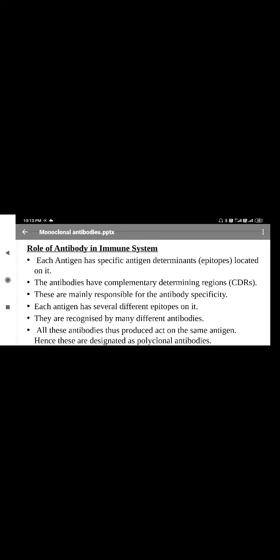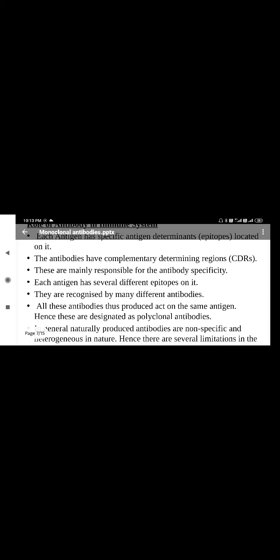Role of antibody in the immune system. How it shows its important role in the immune system. Each antigen has specific antigen determinants located on it. The antibodies have complementary determining regions called CDR. It is nothing but complementary determining regions. These are mainly responsible for the antibody specificity. Each antigen has several different epitopes on it. They are recognized by many different antibodies.